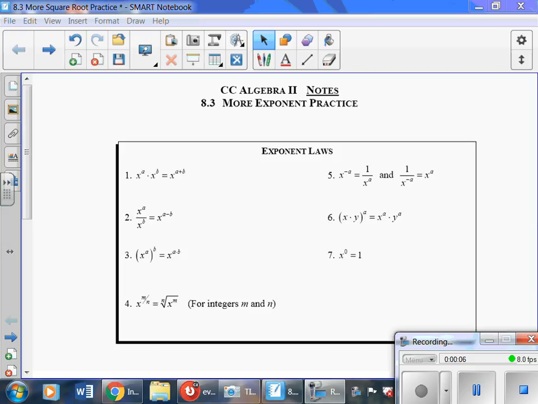Today's notes are on 8.3, which is basically more practice with exponents. So I put this exponent law sheet on the front of your page so you could spend a little time and just remind yourselves how to manipulate exponents. Okay, I'm not going to spend time going over it. You might just want to take a minute and remind yourself how these laws work.